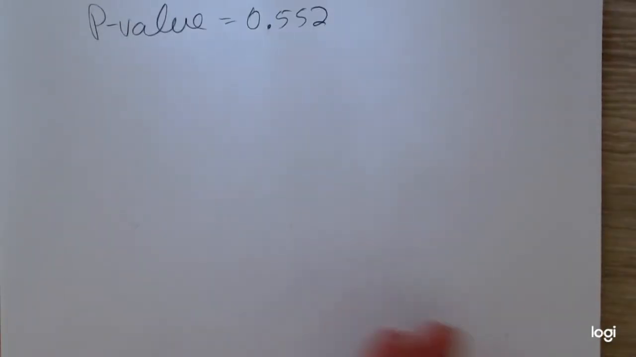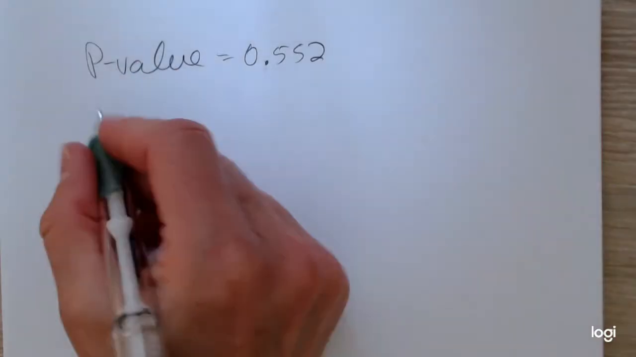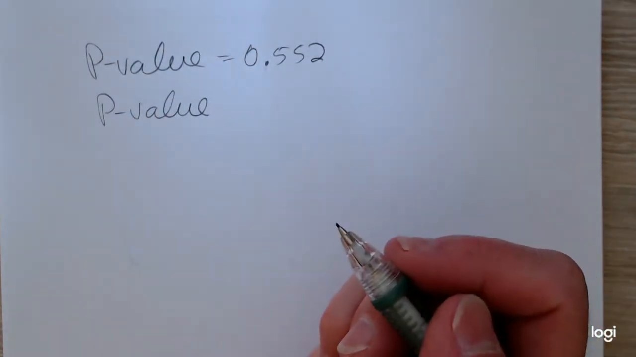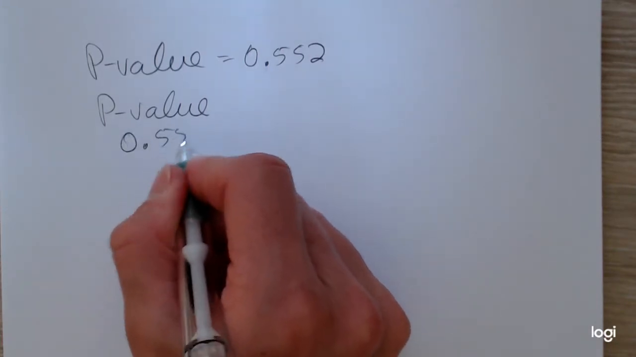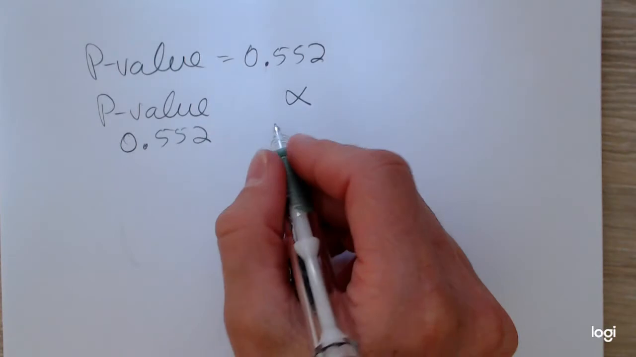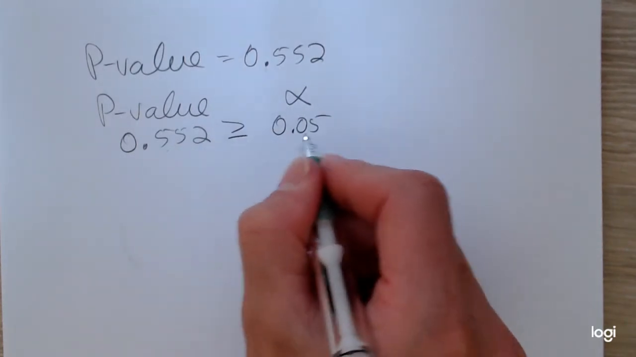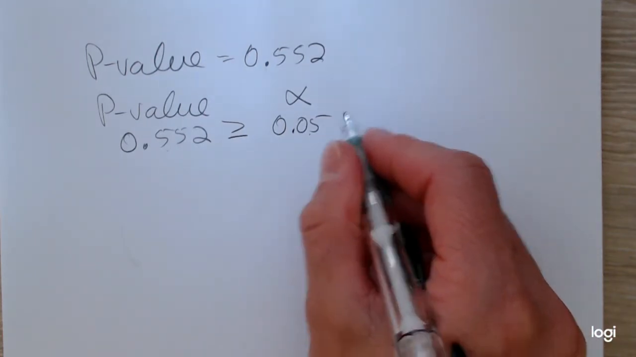And remember, the decision criteria using the p-value method is that when your p-value is greater than or equal to your level of significance, which is alpha, you fail to reject the null. If the p-value is less than alpha, then you reject the null. Okay, so I have a p-value of 0.552, and I have alpha. My alpha given in this problem was 0.05. This is greater than or equal to 0.05. So my decision is to fail to reject the null.